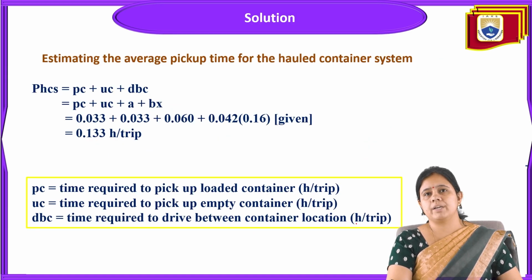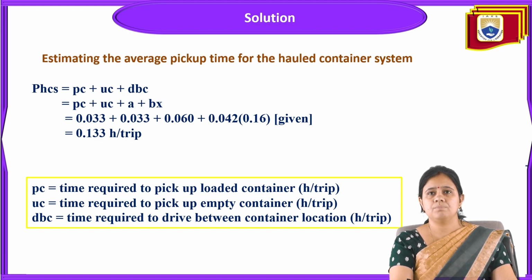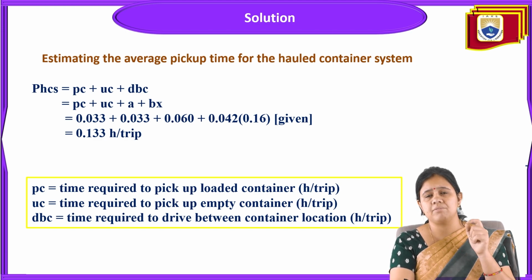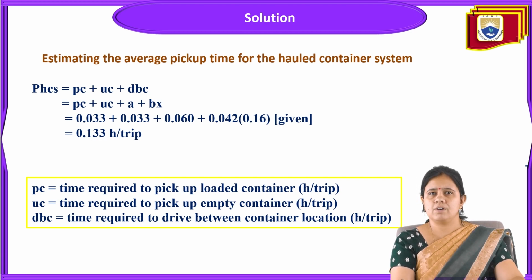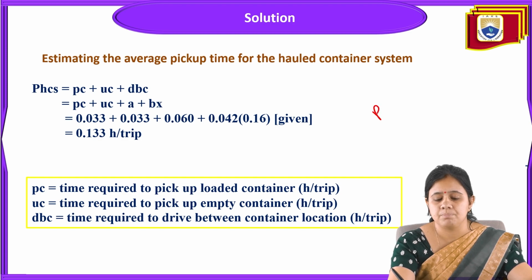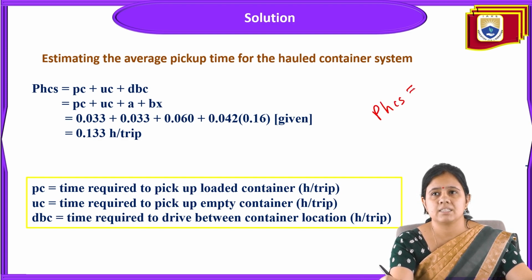Now we come to the next point, estimating the average pickup time for the haul container system. Now we'll calculate the average time for a single trip, given 57 trips in a week. For this, the formula, PHCS, has already been given. I discussed PHCS in the last class. PHCS is the estimated average pickup time for the haul container system.